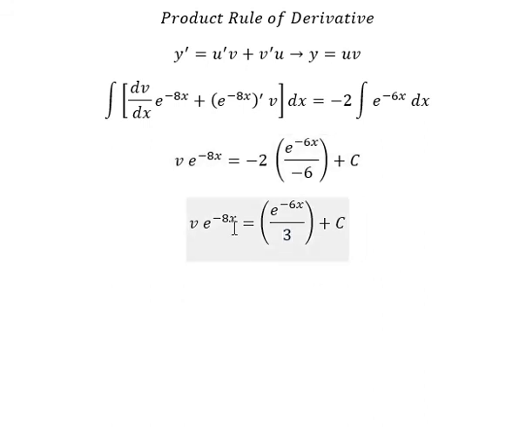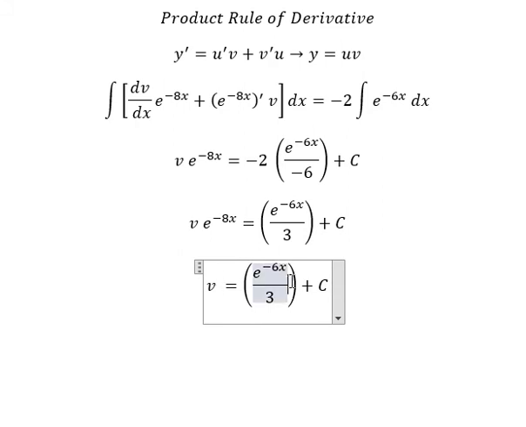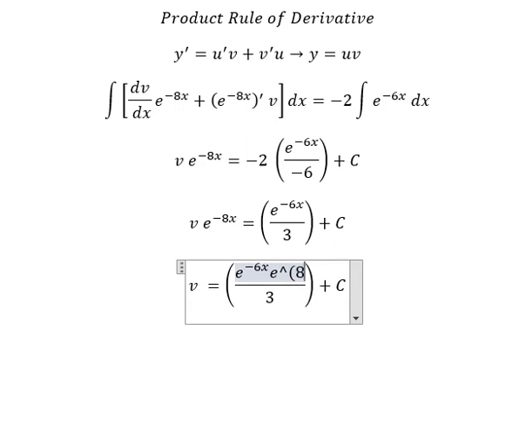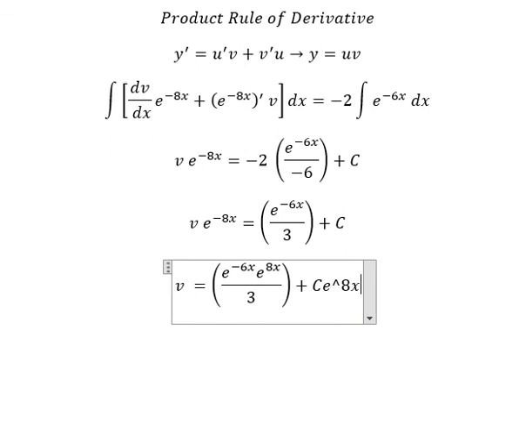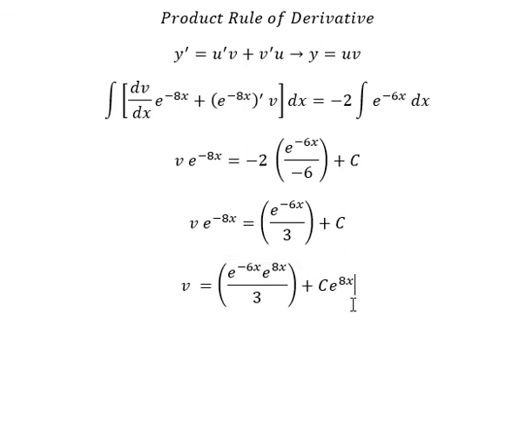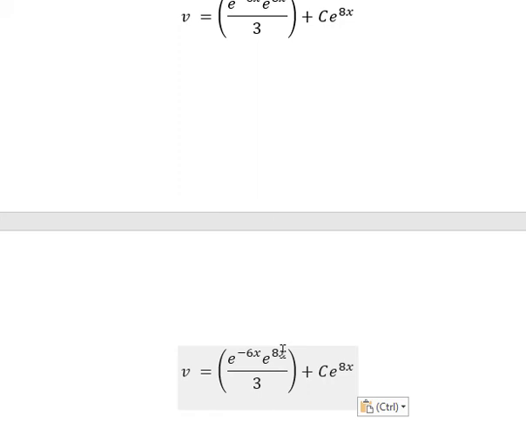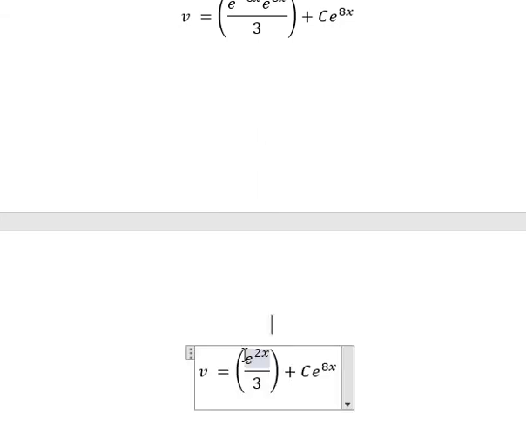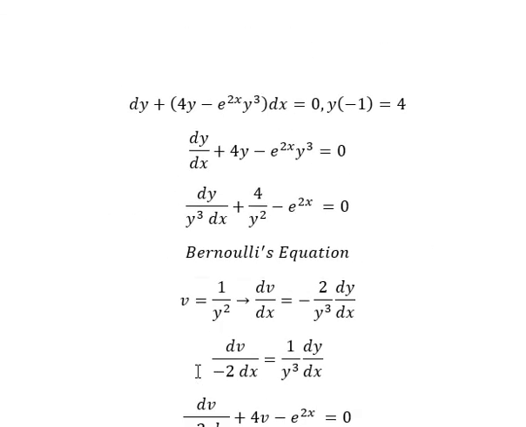Next, I will divide both sides by e to the power of negative 8x, and this one they will go to e to the power of 8x in here. Similar for this one. Number 8 minus 6, we have e to the power of 2x. About v, this is about this one.